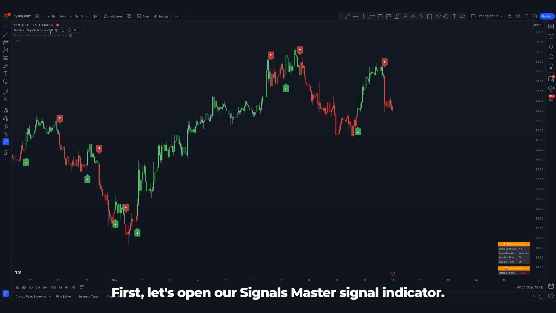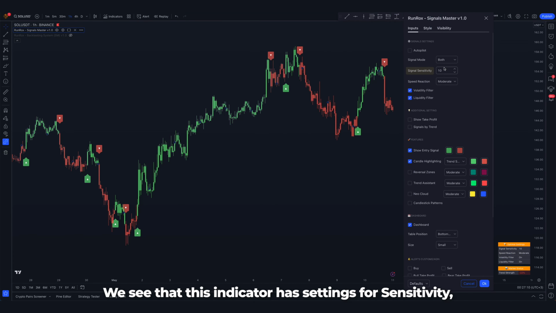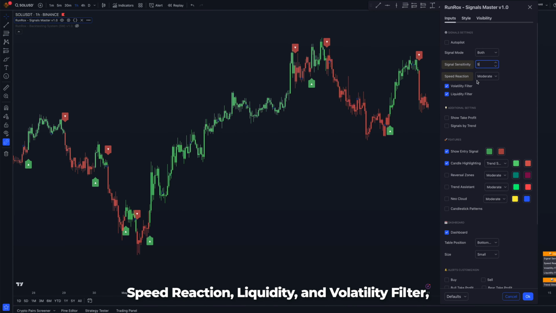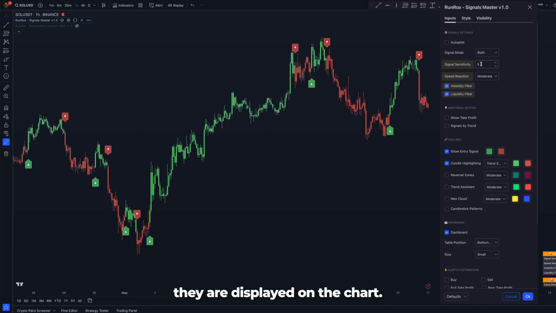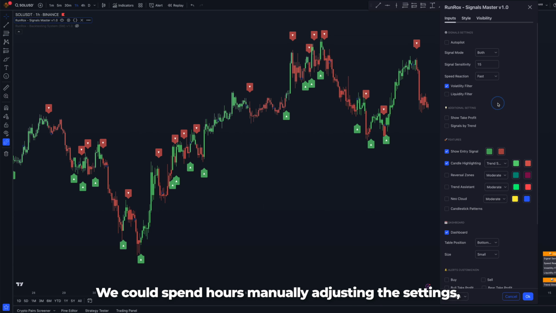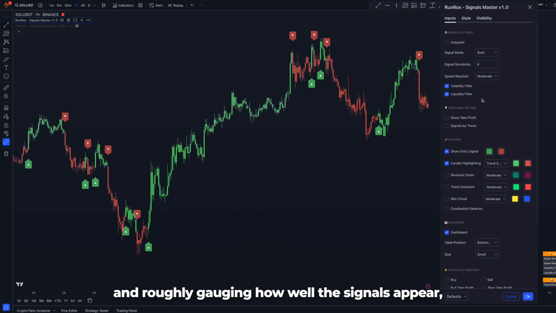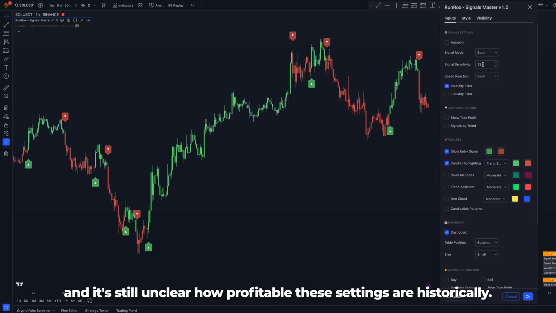First, let's open our Signals Master signal indicator. We see that this indicator has settings for sensitivity, speed reaction, liquidity, and volatility filter, which regulate the signals and determine how sensitively they are displayed on the chart. But what are the best settings for this particular chart? How can we know? We could spend hours manually adjusting the settings, just looking at the chart and roughly gauging how well the signals appear. But this could take a tremendous amount of time, and it's still unclear how profitable these settings are historically.